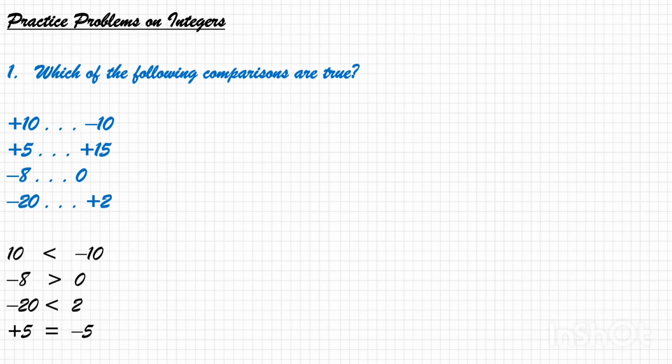Practice problems on integers. You have to do this on your own. Which of the following comparisons is true? 10 is less than -10. -8 is greater than 0. -20 is less than 2. Plus 5 is equal to -5.